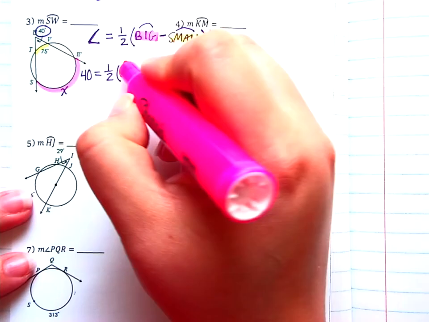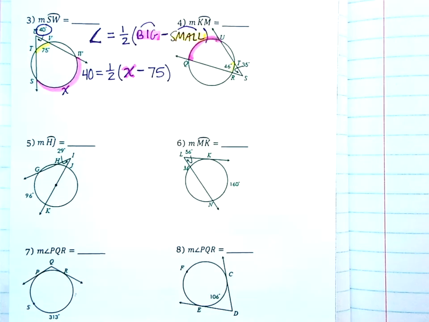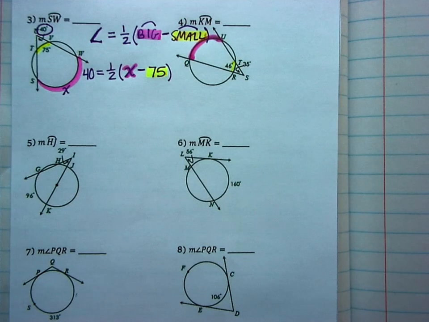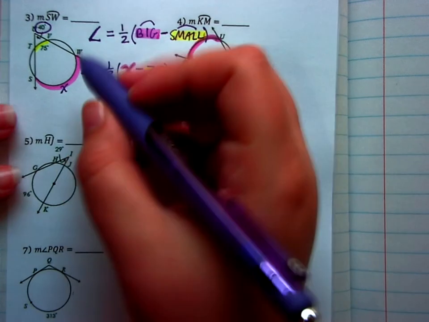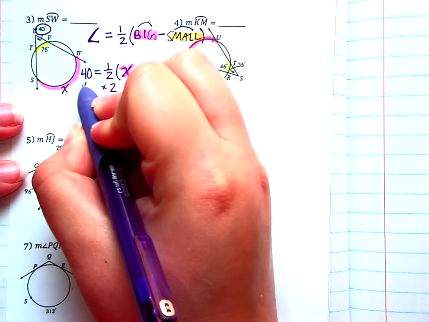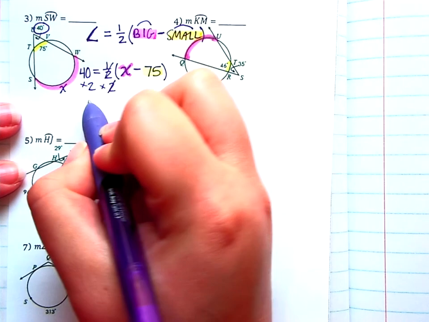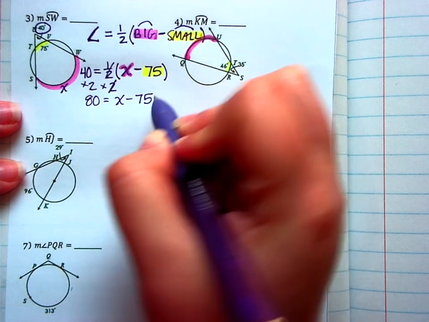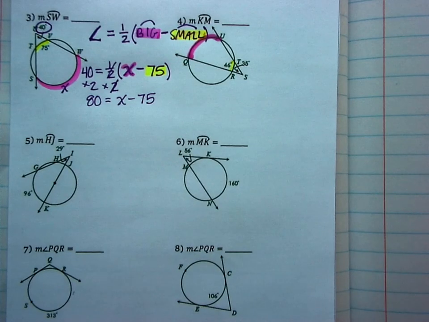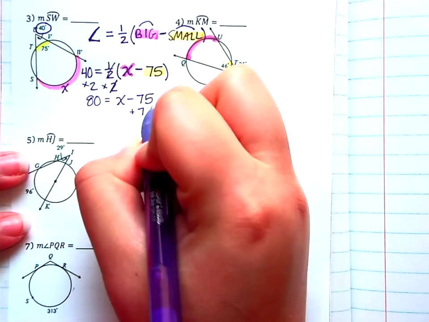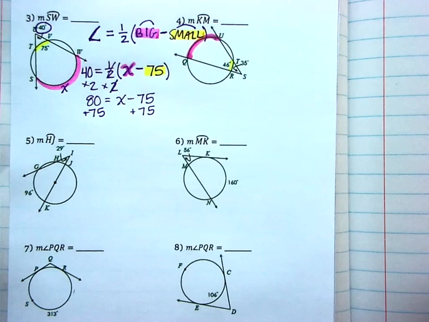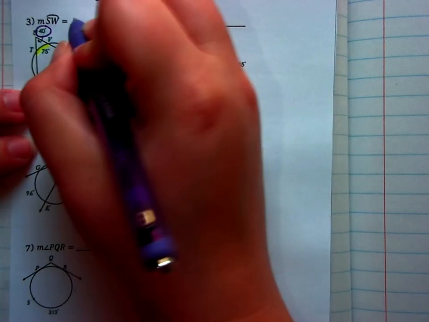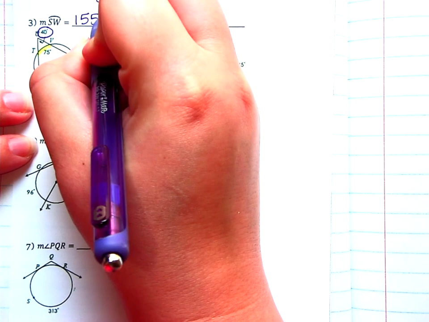Okay, so just color coordinating this. X was the big arc. 75 was the small arc. All right, solving it similarly to how we did number 1. We need to get rid of this 1/2 by multiplying by 2. So now we have 80 equals, the half is gone, x minus 75 is left over. Now solve for x, add the 75 to the other side. So big arc is going to be 155 degrees.